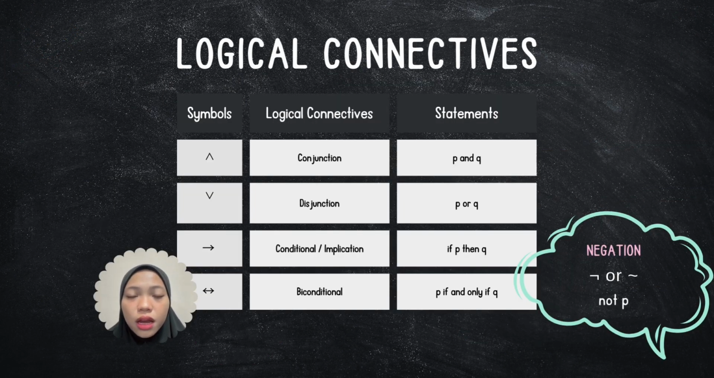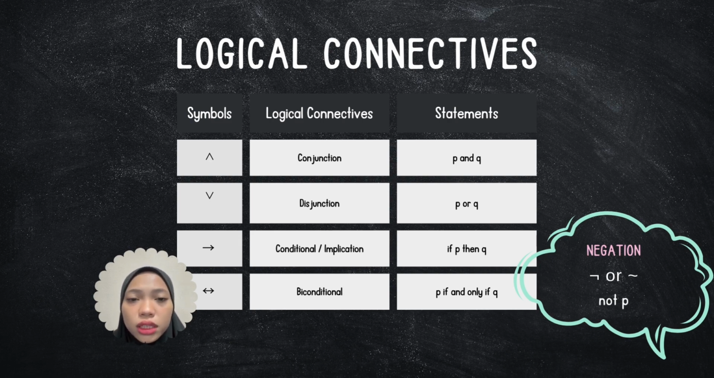Logical connectives. Combining two or more primary statements using logical connectives forms a compound statement. Each connective represents a specific type of relationship between statements. First, we have conjunction, and the symbol is the upside down V. We can read the statement as P and Q. Second, disjunction, and the symbol is V. We can read it as or, such as P or Q.